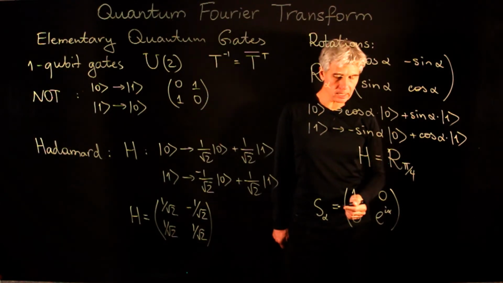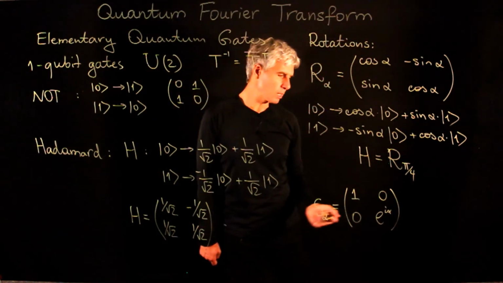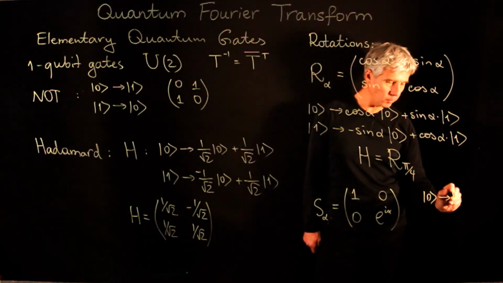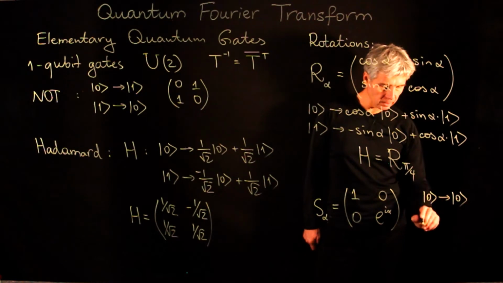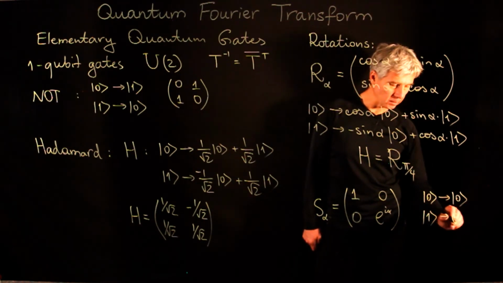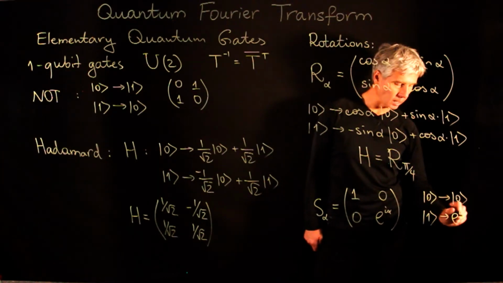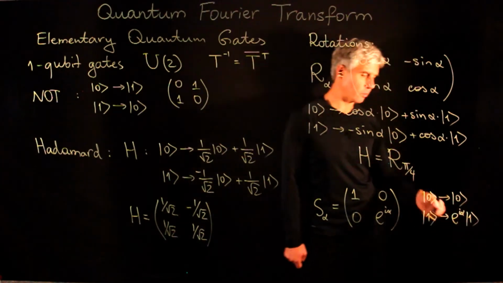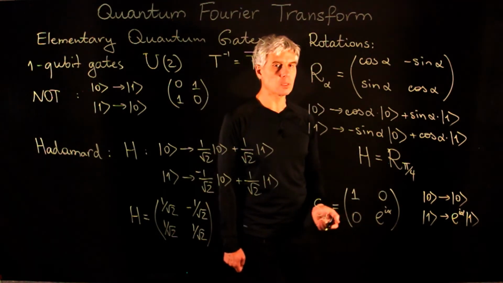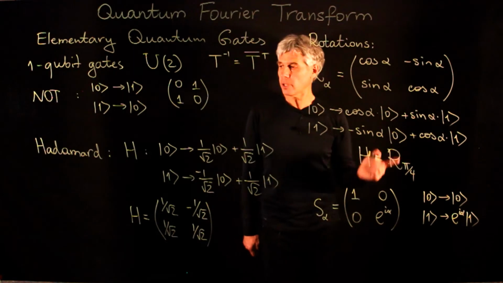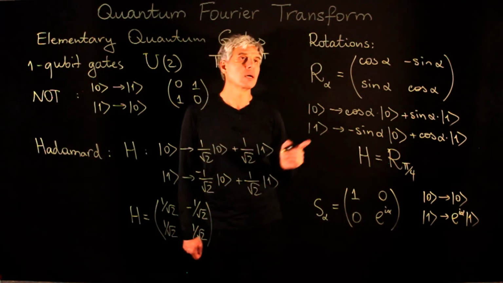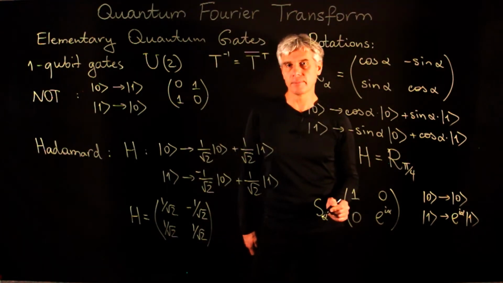So this is a unitary matrix, and what it does is, it does not move the first basis vector, and it implements a phase shift on the second basis vector. So it transforms 1 into e to the I alpha times 1. So it preserves the length and preserves orthogonality. So this is a unitary transformation. So these are all 1-qubit elementary gates that we will need.